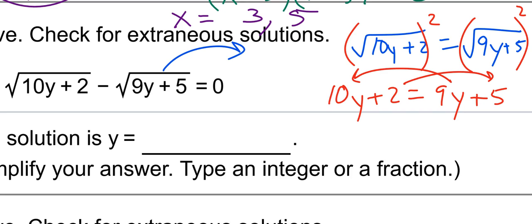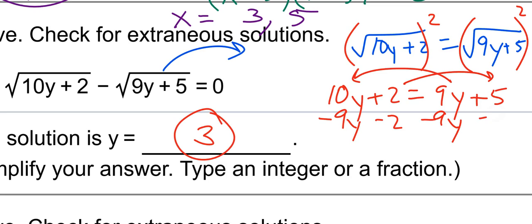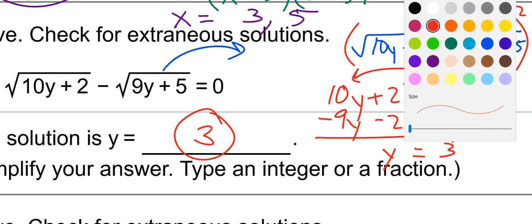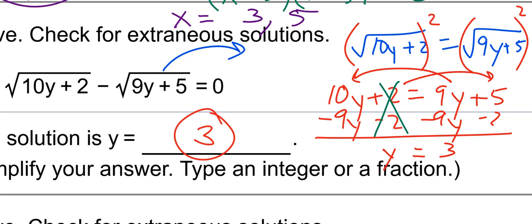Okay, so what do we end up with? Several of you got 3. You are correct. So all we did was we subtracted 9y. And we subtracted 2. So that left us with 1y on the left and 3 on the right. Does that make sense?